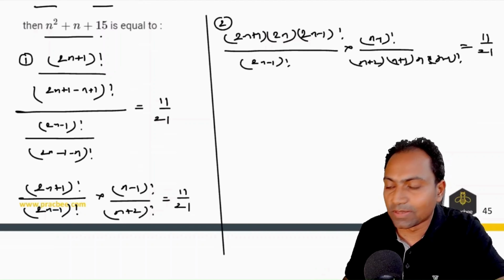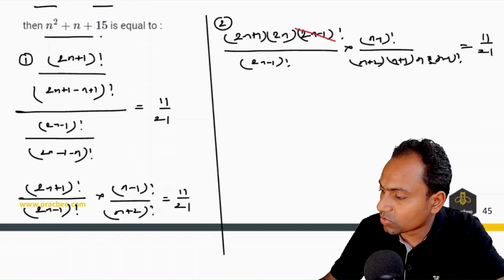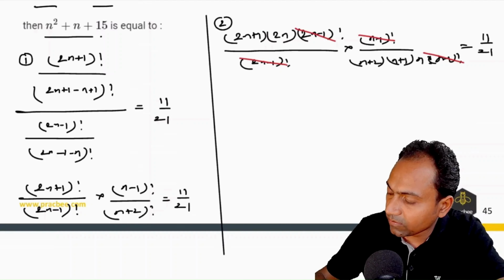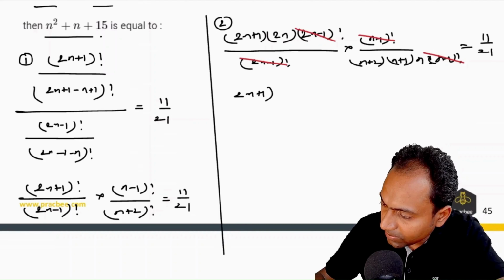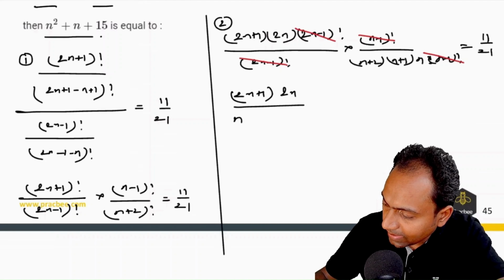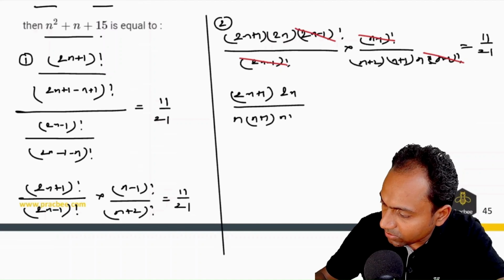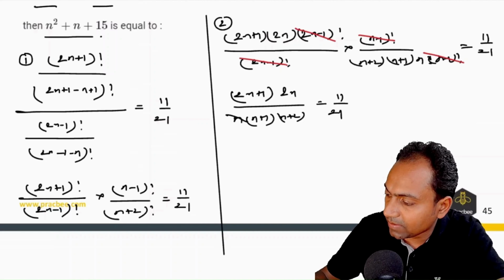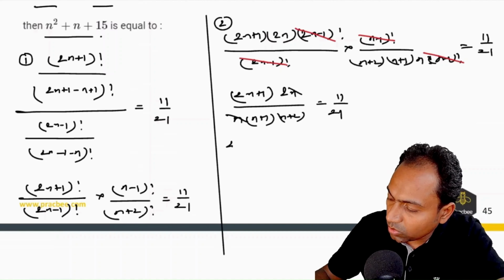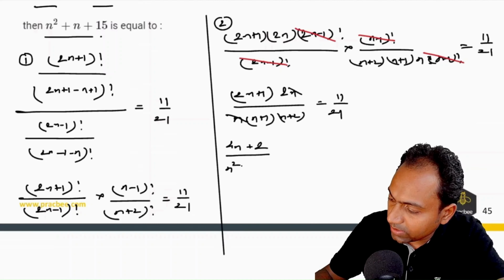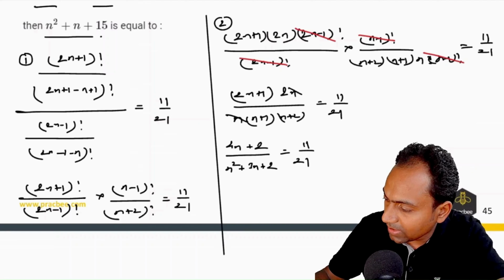Once you have written in this manner, now you can see that this part, that is 2n minus 1 factorial and n minus 1 factorial, would get cancelled. And what is left is 2n plus 1 into 2n by n into n plus 1 into n plus 2 is 11 by 21. And now this n will get cancelled out. So what we are getting in numerator is 4n plus 2, and denominator n square plus 3n plus 2 is equal to 11 by 21.